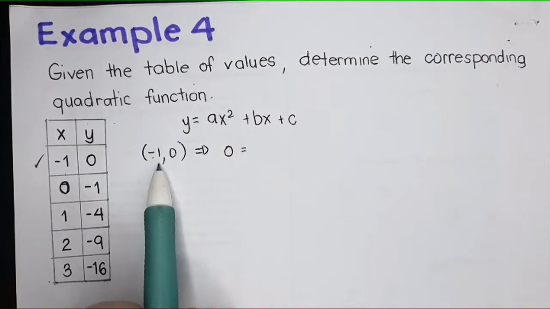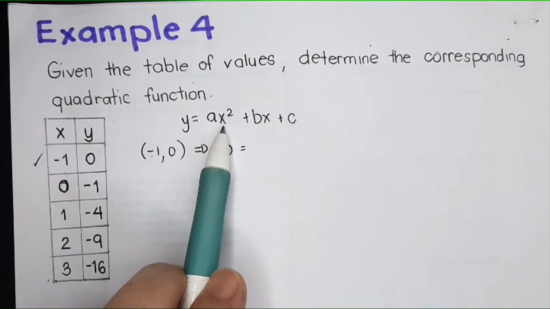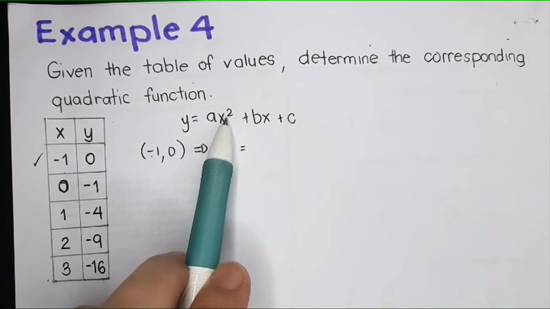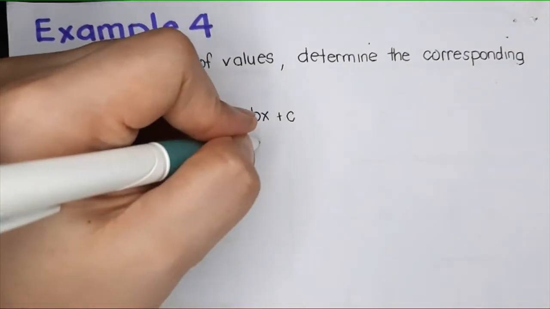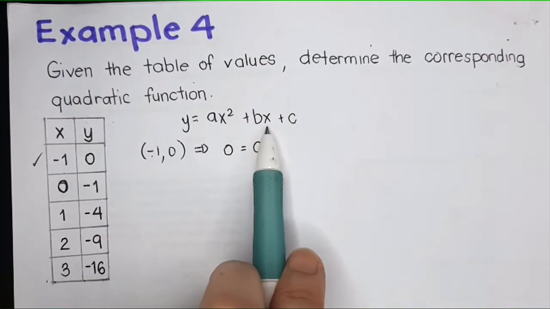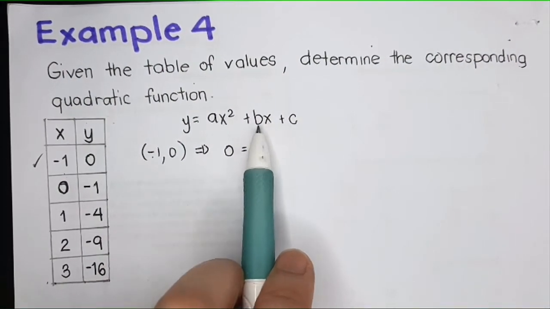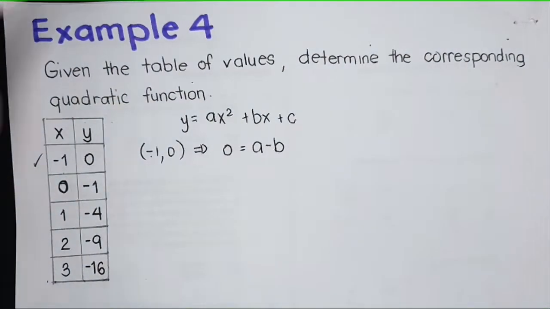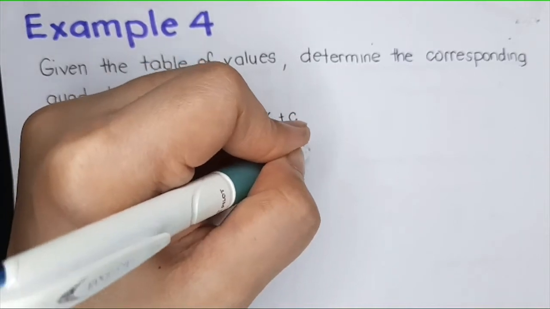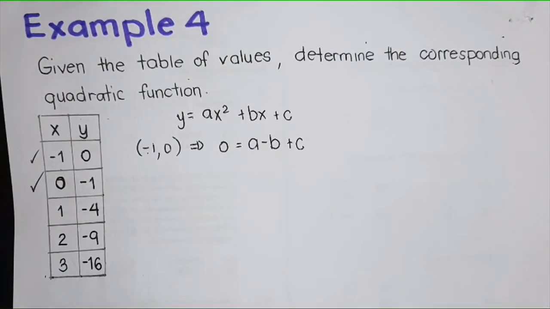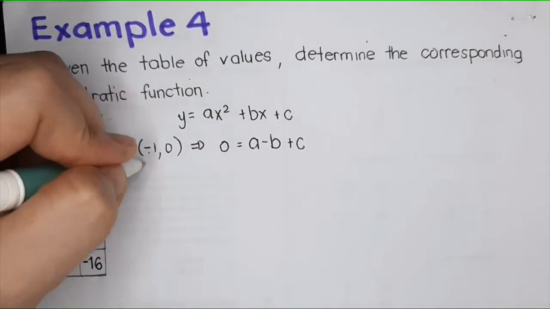So you substitute. What is negative 1 squared? It is positive 1. Positive 1 times a, you will get a. Okay? And then here, substitute x equals negative 1. Negative 1 times b, you will get negative b. And then you just copy c. Okay? Next point. Let's substitute 0, negative 1.